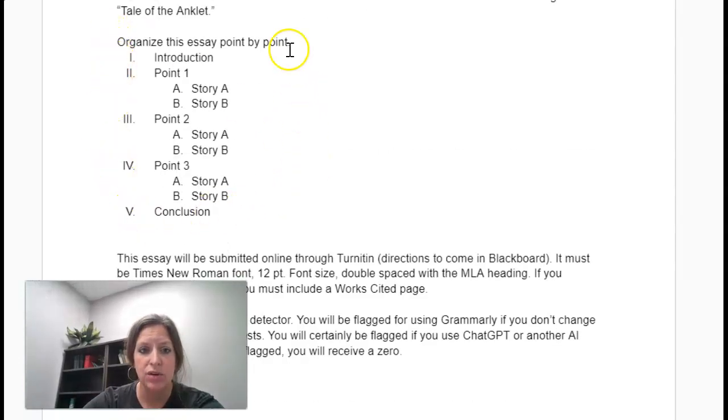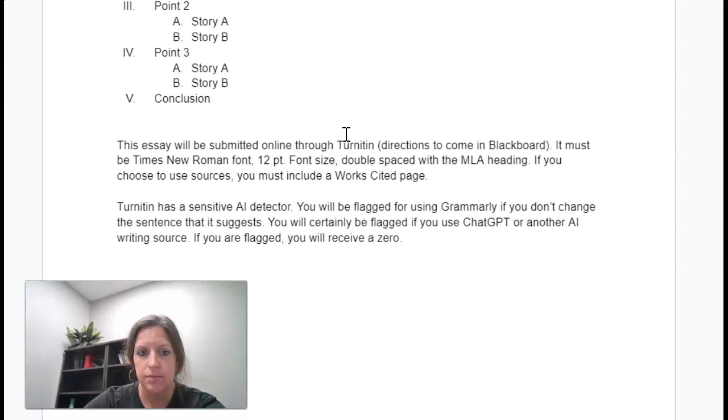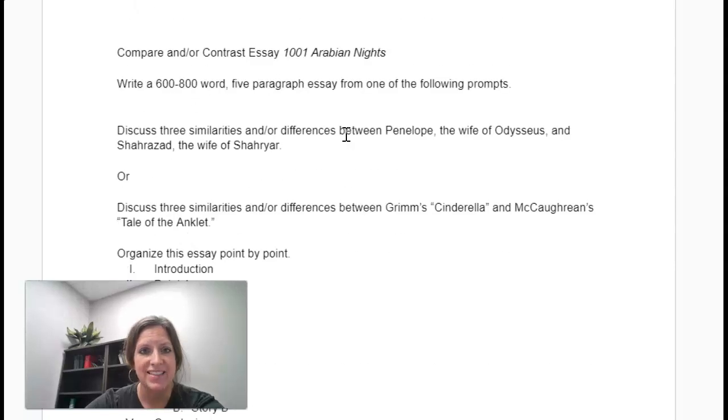I will go into more of this organization in class next week, and next week in Blackboard, I will post my outline so that you can see it. We are going to post this essay in Turnitin. We're going to type it and then post it there. I'll give you more instruction about that coming up. But there is the next essay.